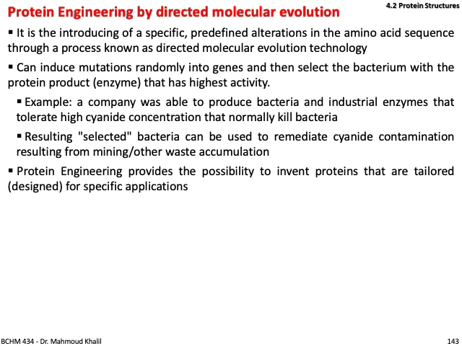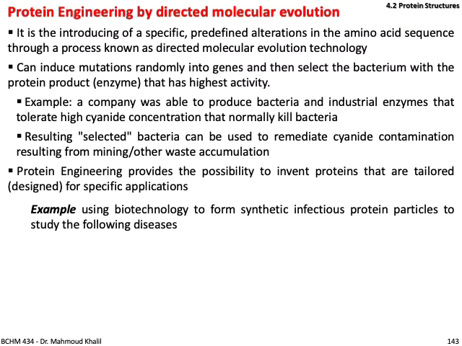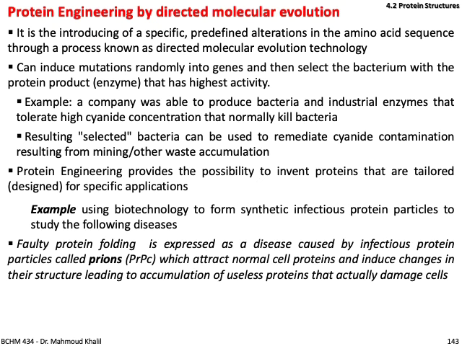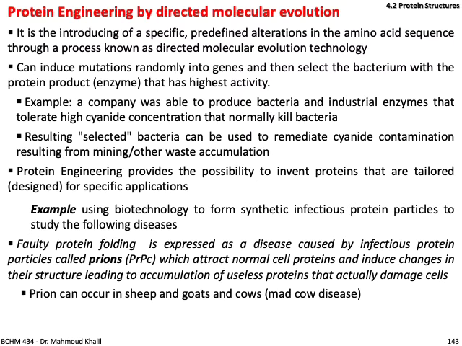Protein engineering provides the possibility to invent proteins that are tailored or designed for a specific application. For example, using biotechnology to form synthetic infectious protein particles to study the following diseases. Faulty protein folding is expressed as a disease caused by an infectious protein called prions, PrPc, which attract normal cellular protein and induce a change in their structure, leading to the accumulation of useless protein that actually damages the cell. So prions can occur in sheep, goats, and cows and cause mad cow disease.